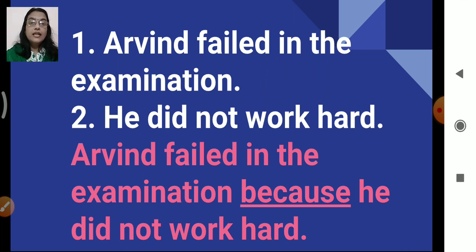Arvind failed in the examination. He did not work hard. Here we can find two sentences, right? Arvind failed in the examination. He did not work hard. Now how can we join these two sentences as one? By using a conjunction. Let's see how. Arvind failed in the examination because he did not work hard.